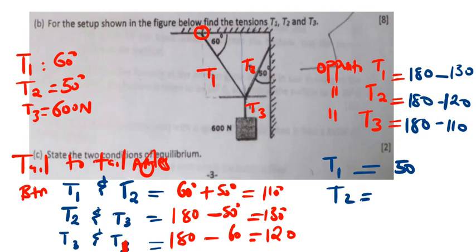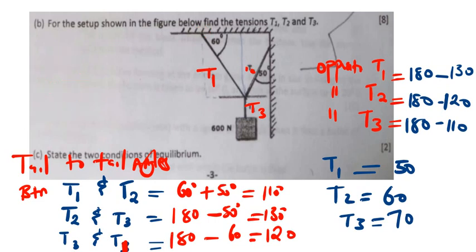T2, 180 minus 120, that is 60. For T3, 180 minus 110, that is 70 degrees. Okay, now that we've got this, what do we now have? Basically, now that we've got that, we're going to bring in the sine rule.